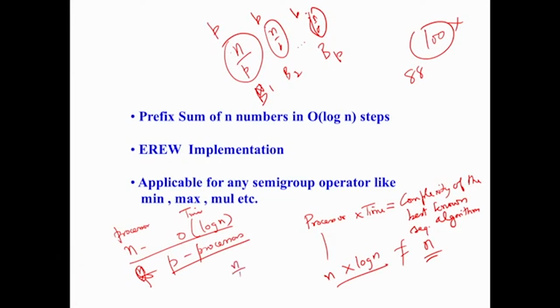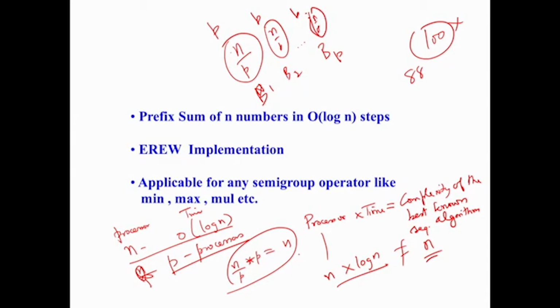So I took n by p plus log p. It is n by p time and p processors, so n by p into p is n. So the PT product, the processor-time product, is equal to the complexity of the best known sequential algorithm. That means this particular algorithm is optimal.